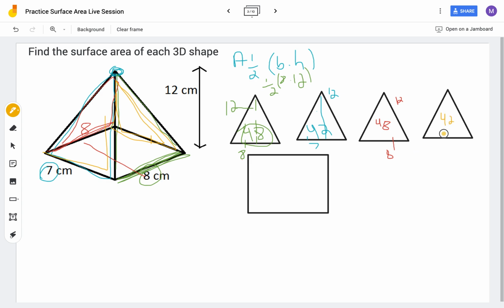But you need to make sure you're looking at each triangle by itself. Because as you can see, they're not all 48 and they're not all 42. So if you had just found one triangle and put it in all 4, your answer would be wrong.